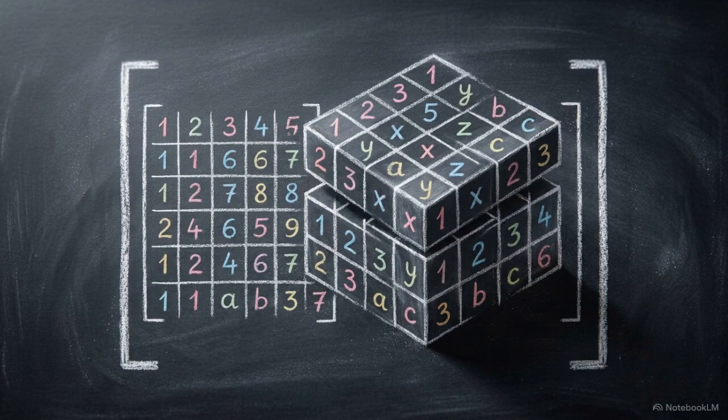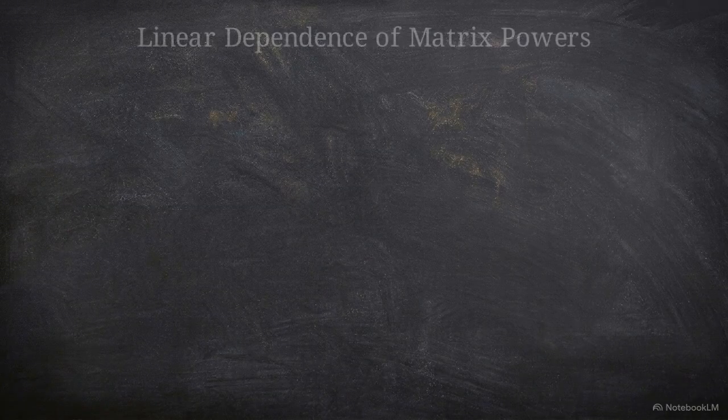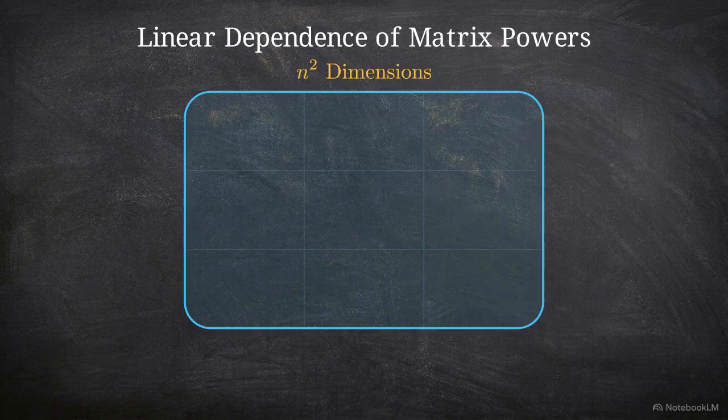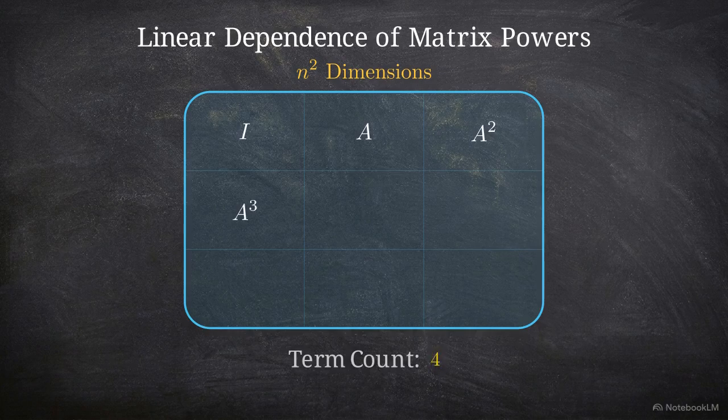This raises a question of existence. How do we know an annihilating polynomial exists for every matrix? We find the answer in the dimensions of the matrix space itself. The space containing all n-by-n matrices has a finite dimension of exactly n squared. If we track the sequence of the powers of matrix A, the identity, A squared, and so on, they populate this bounded space. We can continue this sequence all the way up to the power of n squared.